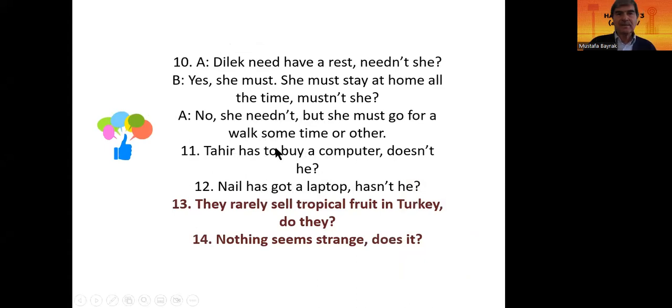Number 10, Dilek need have a rest as a modal, not modal phrase need to, but as a modal, just like must, should. Dilek need have a rest. Needn't she? Yeah, in this situation, we can also say, yes, she must. She must stay at home all the time. Mustn't she? No, she needn't. But she must go for a walk sometime or another. Okay. Number 11, Tahir has to buy a computer, doesn't he?